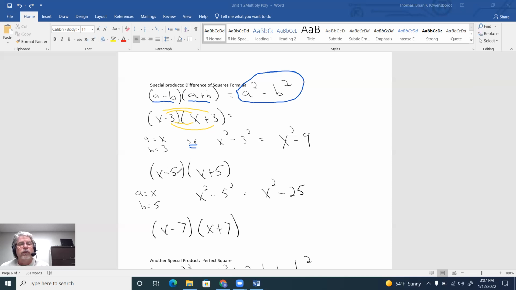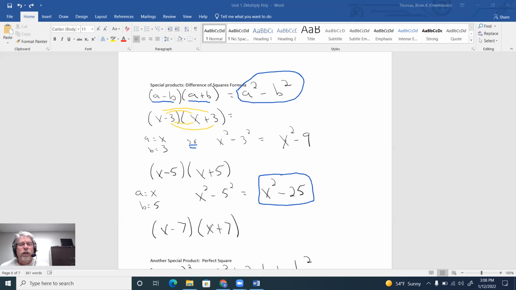So this one does have this x minus 5 and this x plus 5. That meets this pattern up here. So all you really got to do is go, hey, that a is really an x and that b is really a 5. So all you got to do is square the x and square the 5. And that gives you this x squared minus 25.